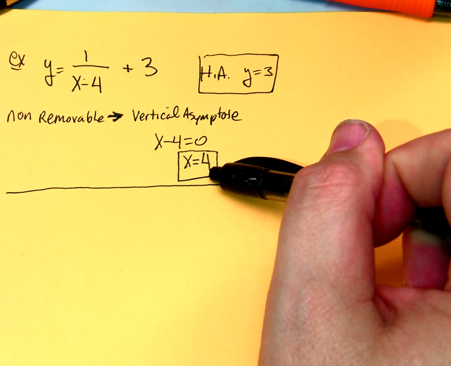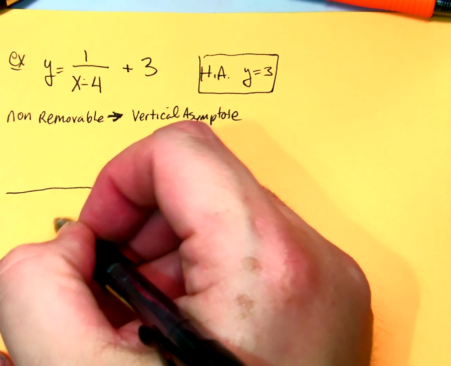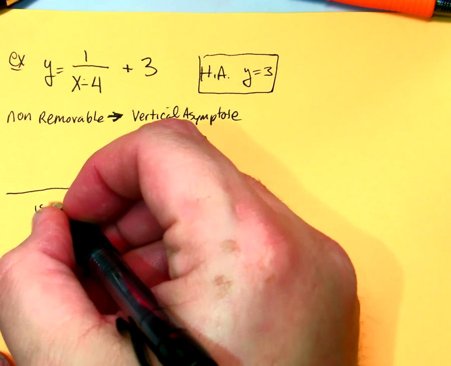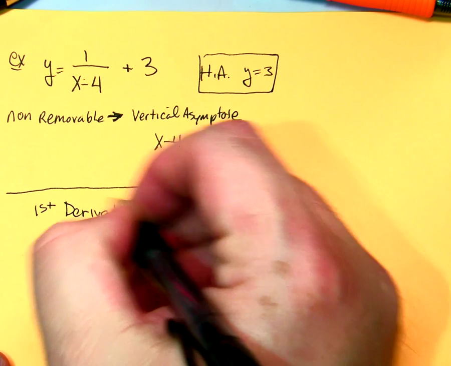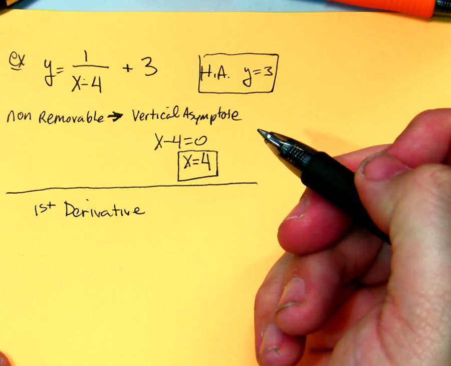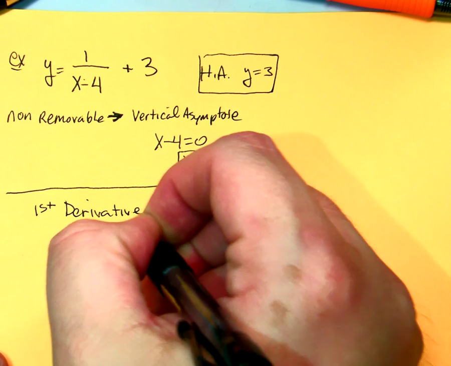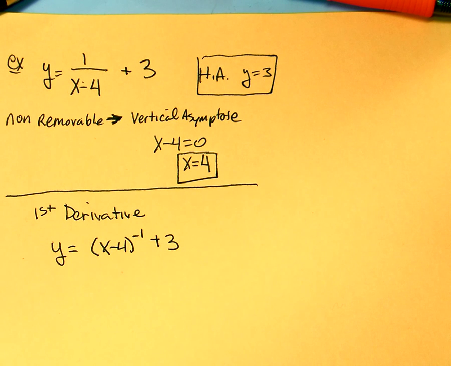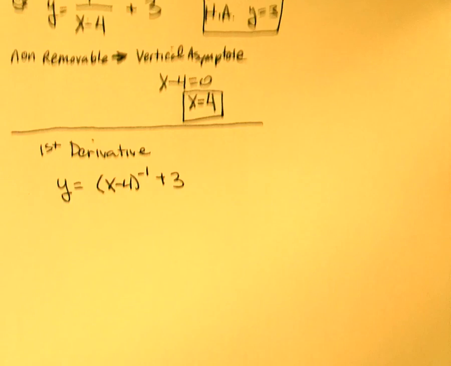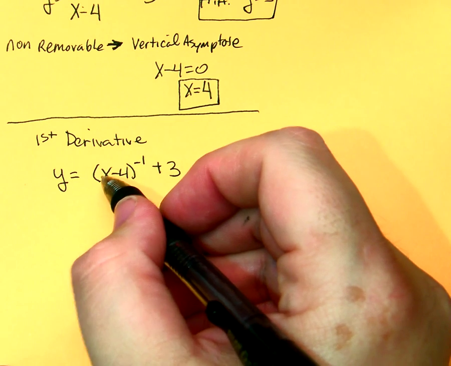Now, differentiability. What I would do if I were you, and so this is going to be our first derivative. Could we do a quotient rule? Yeah. But if I change this to x minus 4 to the negative 1 power plus 3, it becomes a power rule, doesn't it? With a chain rule. Yes, it does. Which is hopefully a whole lot easier.